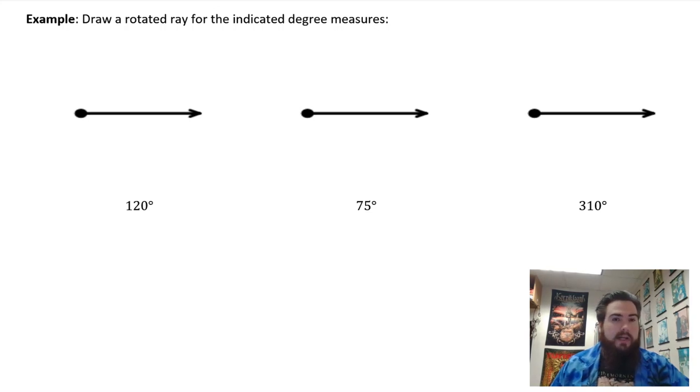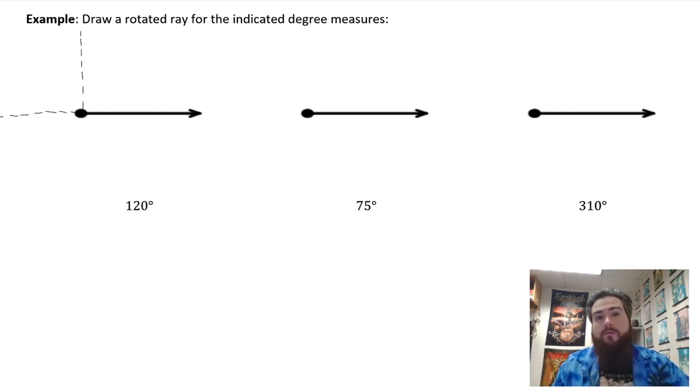Note that we've already indicated and talked about what a 90-degree angle measure would look like, as well as a 180-degree angle measure. A 90-degree angle measure would rotate this ray so it is now standing straight up, and a 180-degree angle measure would rotate this ray so now it is facing the exact opposite direction.